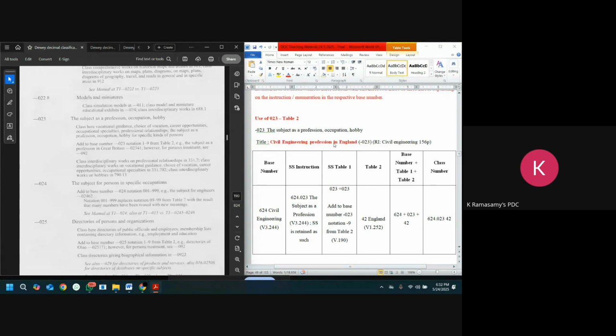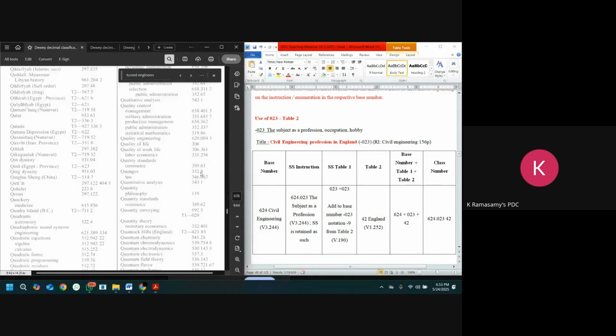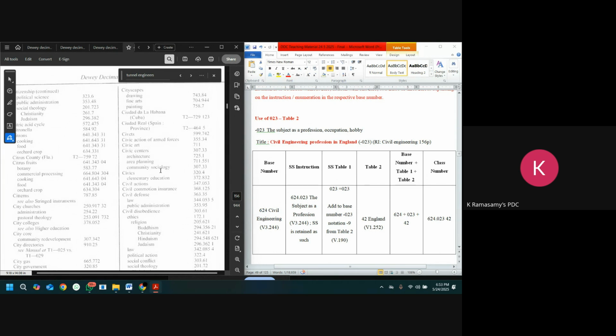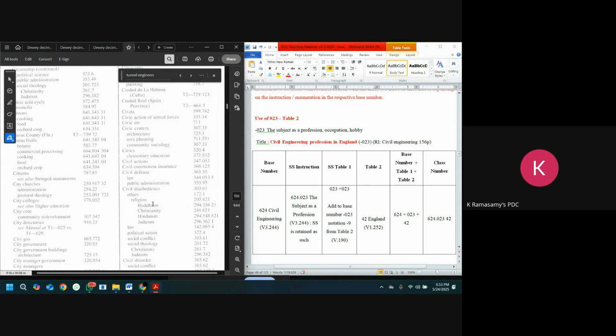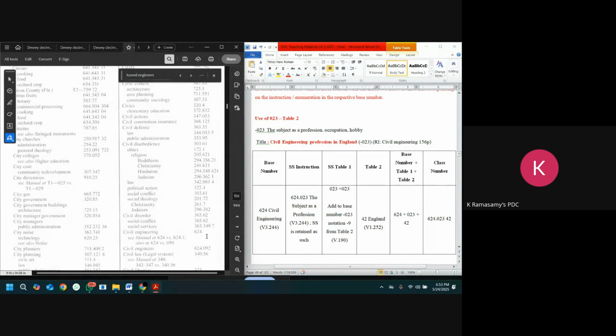What is that? Civil engineering profession. Okay, yes. Now, I got two things. One is I need to find out what is the number for civil engineering. And then I need to add 023. 023 shows that this subject is going to become a profession, an occupation. Okay. What is the number for civil engineering? I don't know, so I go to the relative index and try to find out. Civil, okay, civil disobedience, civil engineering 624. So 624 is the number for civil engineering.